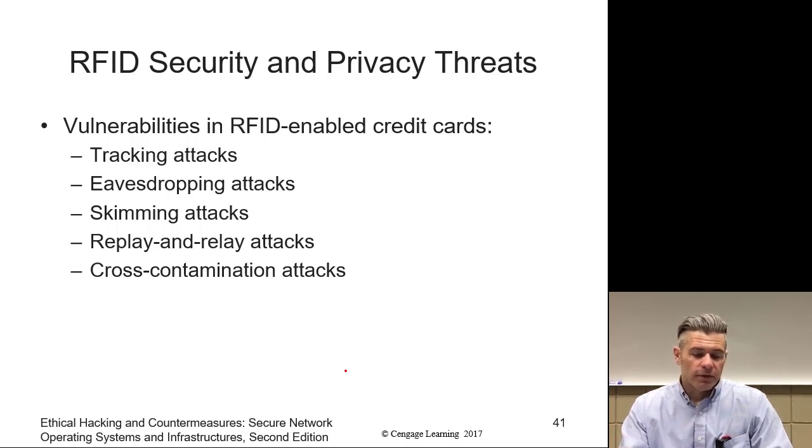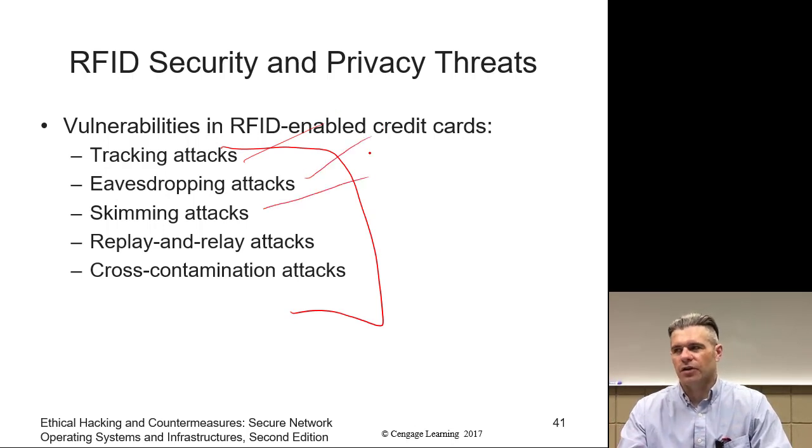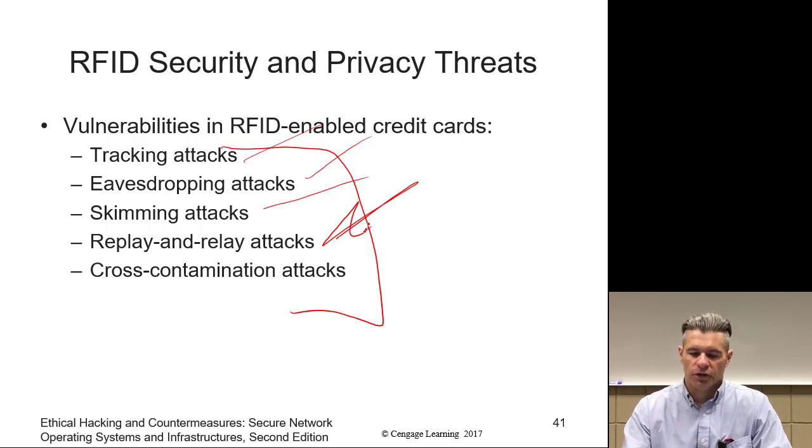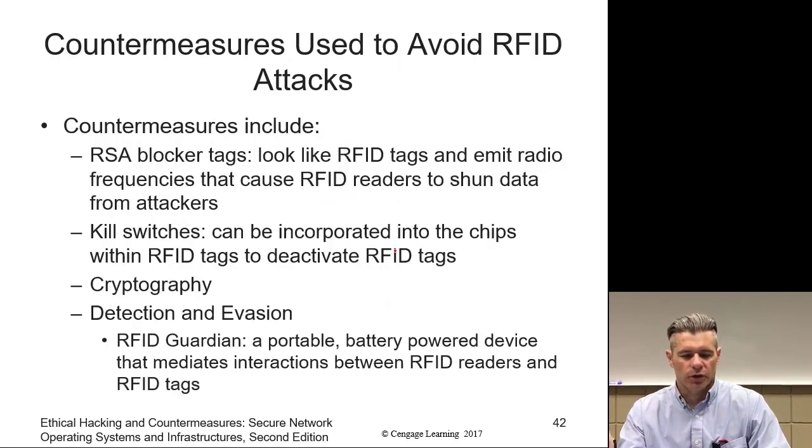If you've got a credit card with one of these, you have all of those same problems. So people can track you. People can eavesdrop on you. Potentially, credit card skimming is an issue that goes above and beyond RFID, but potentially people could be skimming the data off of the card. You can replay and then also relay that information elsewhere. And then potentially you could cross-contaminate by getting information from one card interfering with the other.